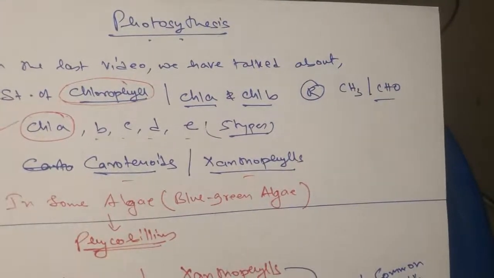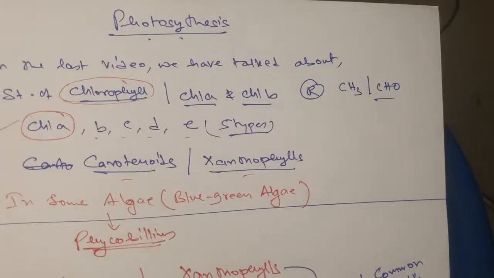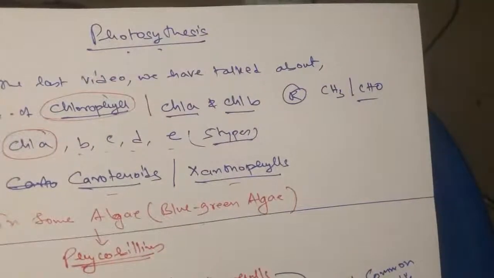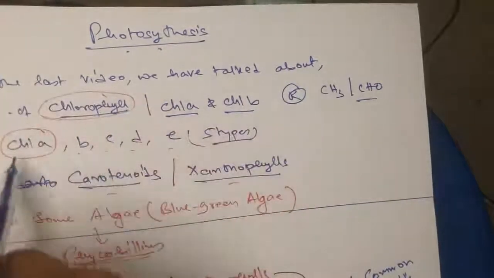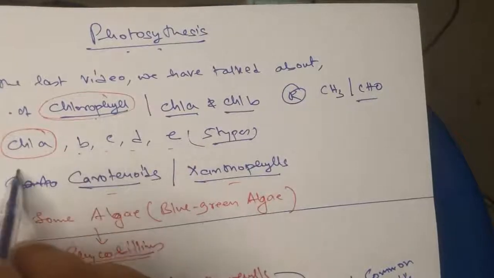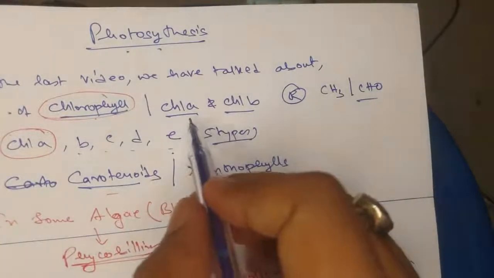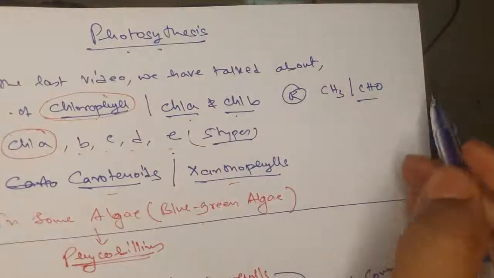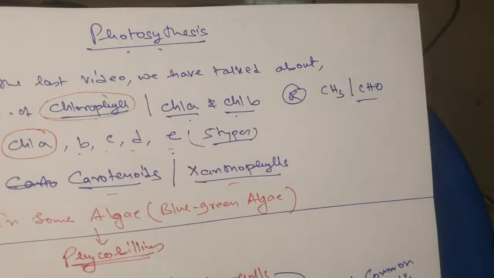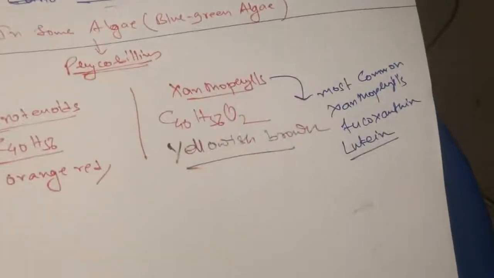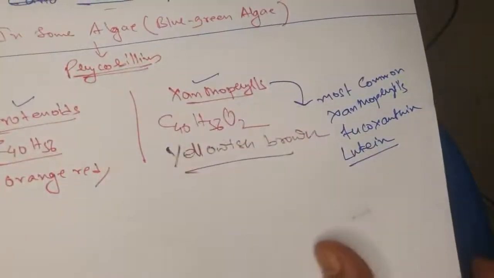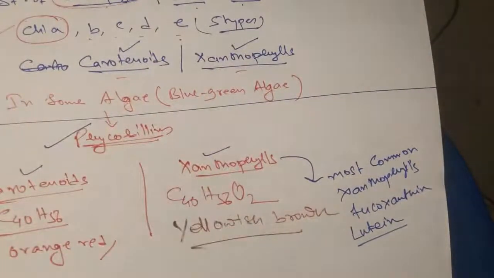Now, moving forward. In the last video I talked about chlorophyll. There are various types of chlorophylls. I talked about chlorophyll A and B and the differences. And there are also some other pigments called carotenoids and xanthophylls, which I have talked about. Also, in blue-green algae, you find phycobilins.